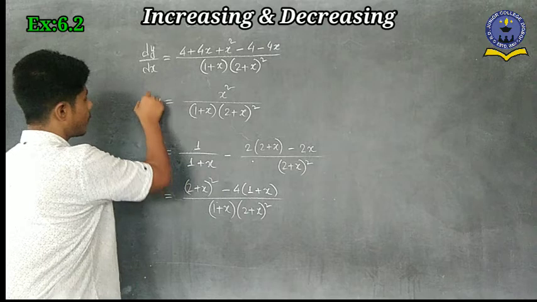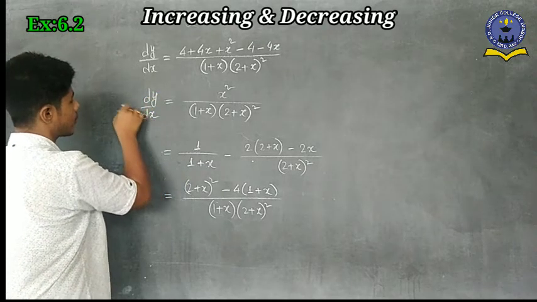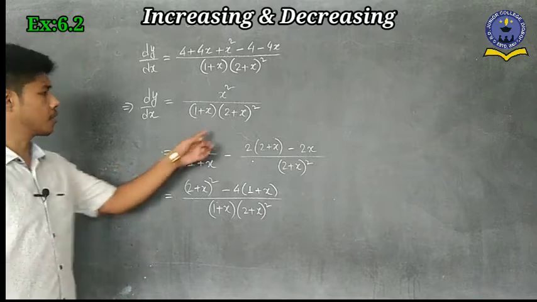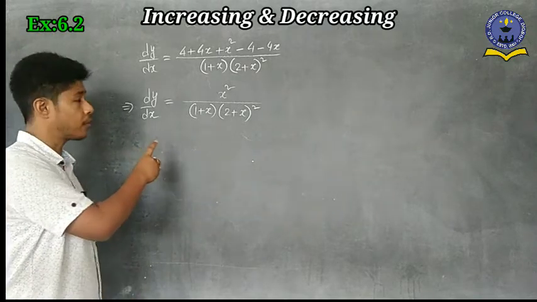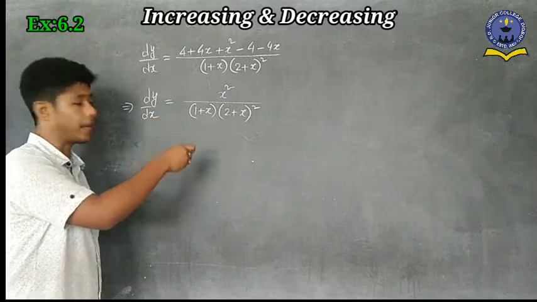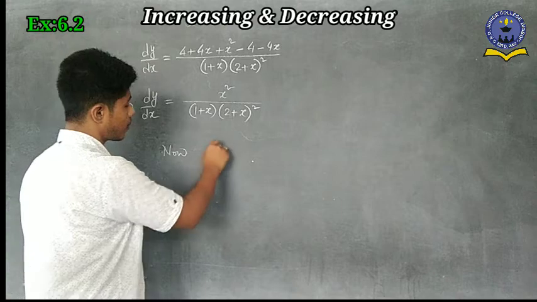Is it clear? So the value of dy/dx we get here, dy/dx means also we can say this one is f dash of x, is not it? So this one is the value of dy/dx we get. After the dy/dx value, next what you have to do, now we have to find out the value of x.